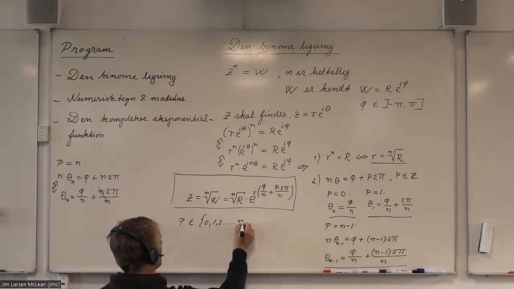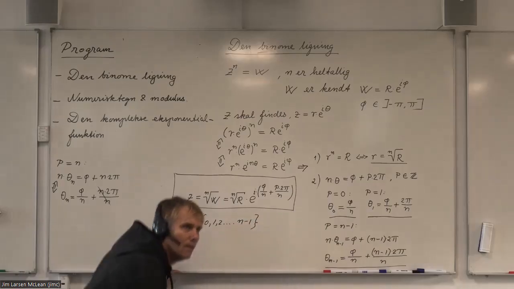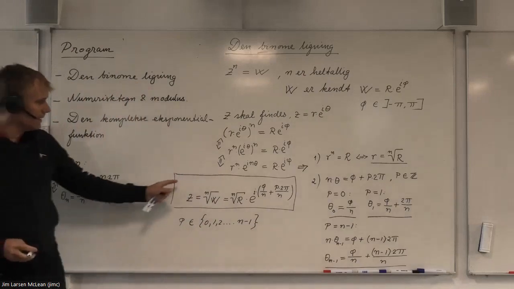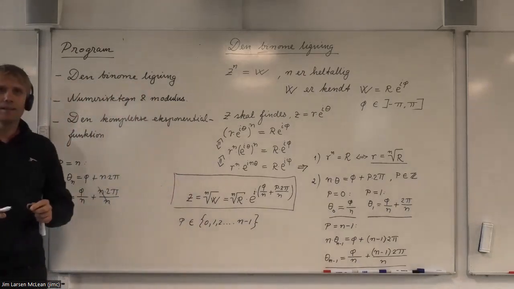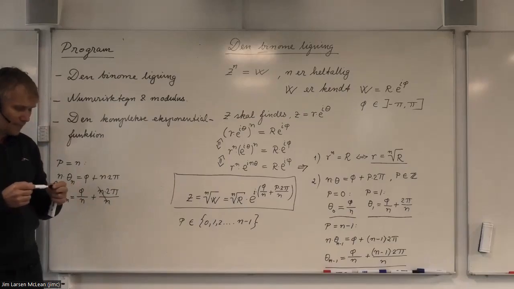And then you stop at n minus 1, and then you're done. So here's the conclusion. This is how you find the n. Different tips provide conflicting advice.